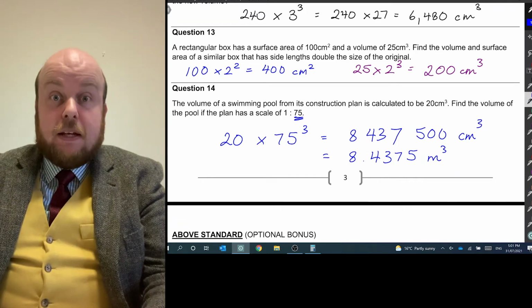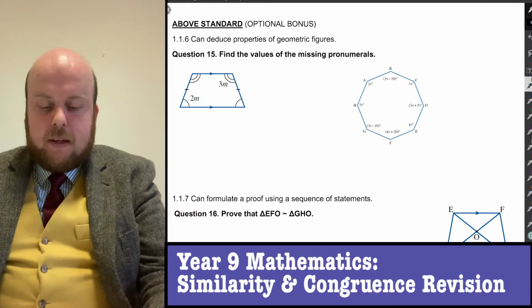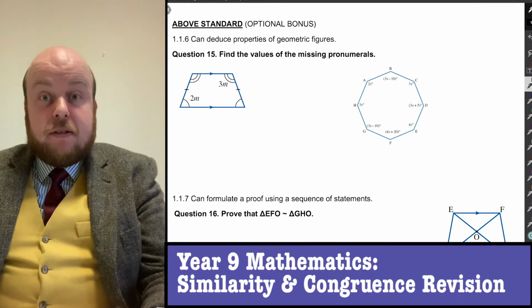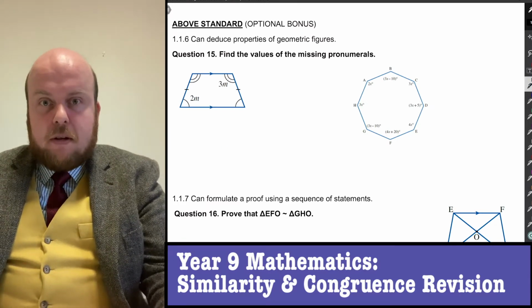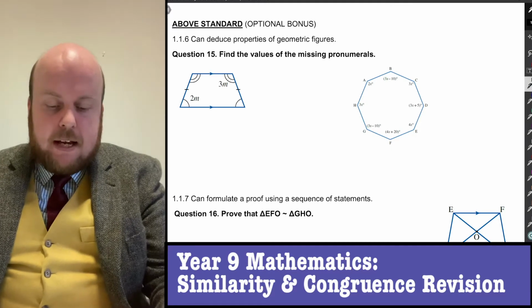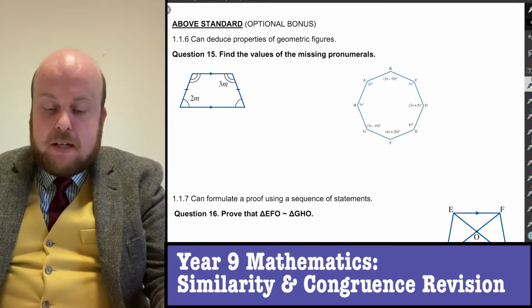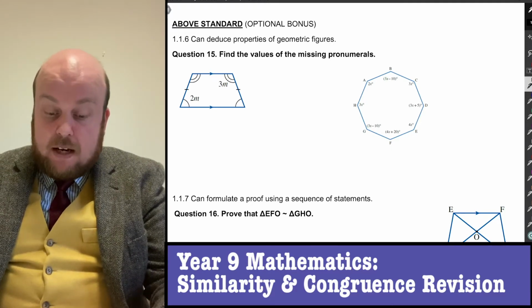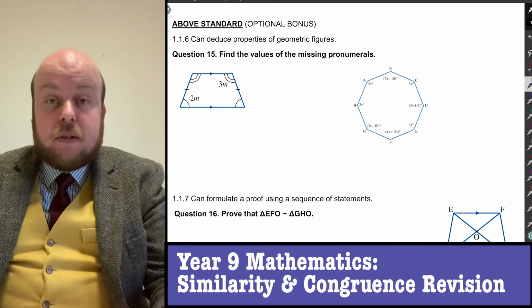8.4375 meters cubed. Above standard. So this is all of the bonus extra questions. This will be at a year 10 standard. So the first one says, can deduce properties of geometric figures. Question 15, find the values of the missing pronumerals.